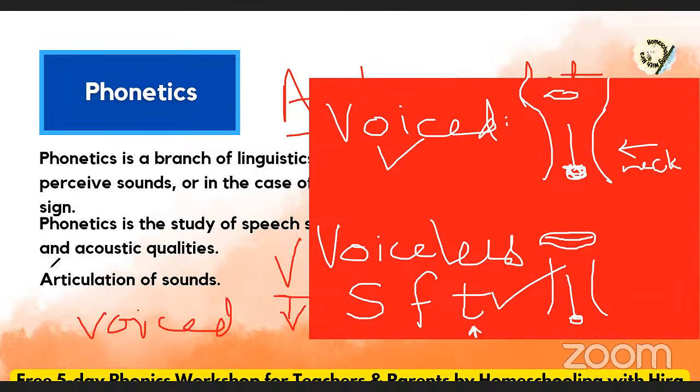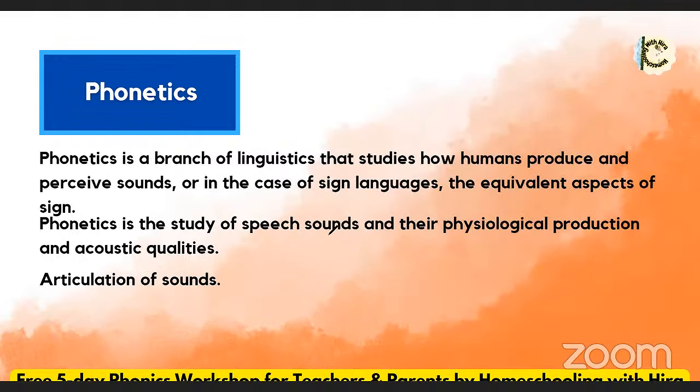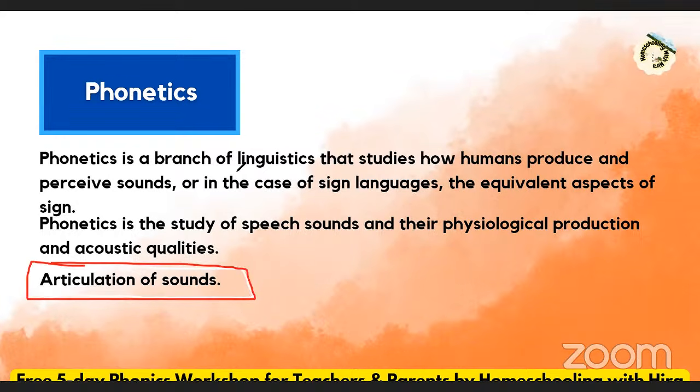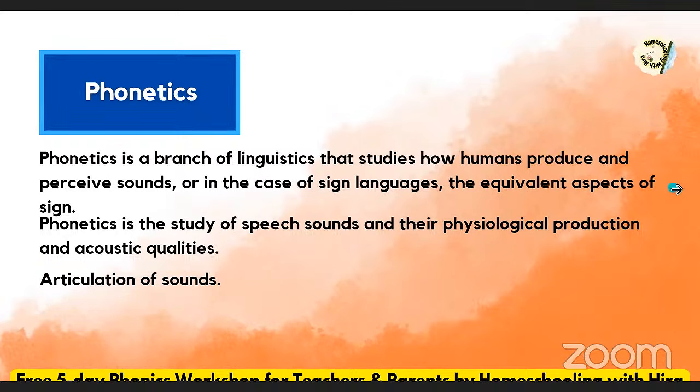Let's come back to phonetics. Phonetics, what is phonetics? It is the articulation of sounds. How do we speak different sounds or make different sounds, right? I hope that this is clear. Let's move to the next concept.